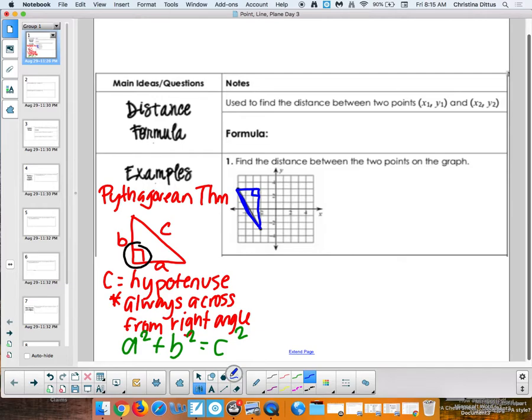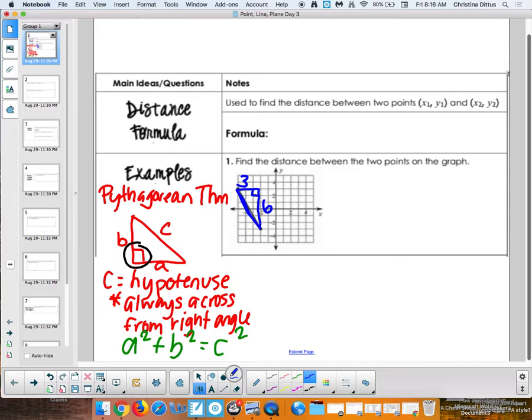Now, since we're in a coordinate plane, all we have to do is count. There's no subtracting, like you'll see in the distance formula, we're just counting. So from this point, how long is this leg? 1, 2, 3, 4, 5, and 6. So that's 6 long. How about this leg? 3.